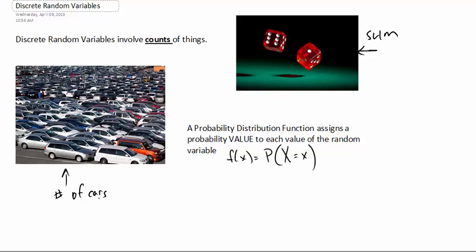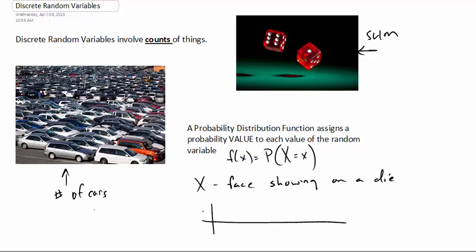A probability distribution function, or sometimes called probability density function, assigns a probability value to each value of the random variable. And the notation that we use is the function f(x) is the probability that random variable X equals a specific value. For instance, if we roll a die, X is going to represent the face showing on a die.